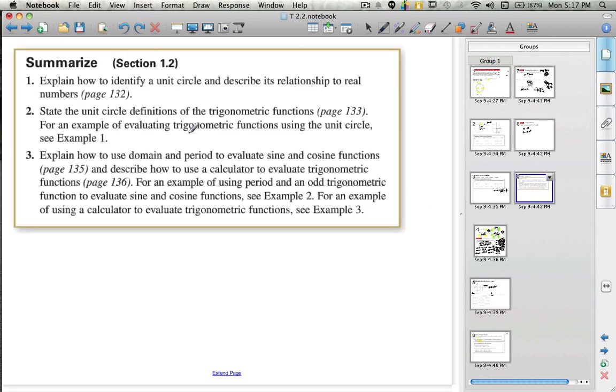Now what we should have done is explain the unit circle and its relationship to real numbers. We wanted to state the unit circle definitions of the trig functions. We evaluated trig functions using the unit circle. We talked about domain and period to talk about sine and cosine functions. And we went through using a calculator to evaluate trig functions. That's it for section 1.2.